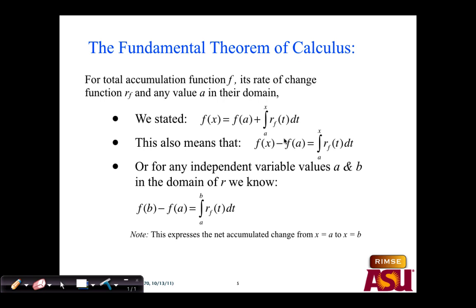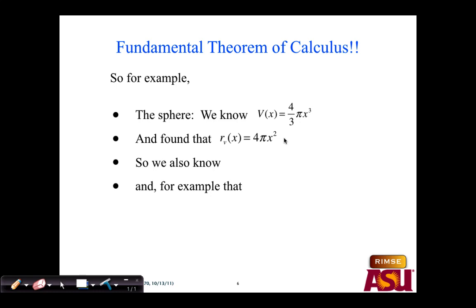So I already said that. It expresses net accumulated change from a to b. So far, we've talked about this volume of a sphere example, and we found its rate of change. So we also know, just recapping this, that the volume in general can be expressed by any initial starting volume for any given radius, or if it's out of context of a sphere, you can pick any number you want for a.